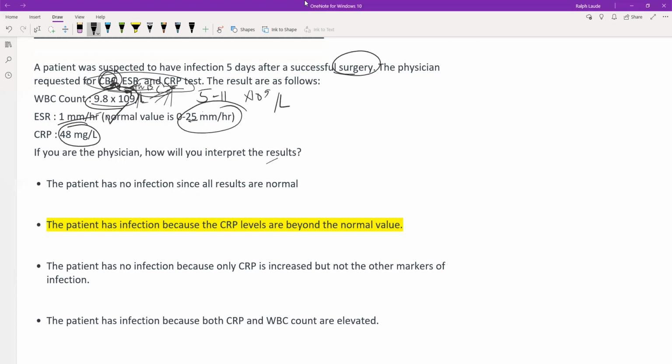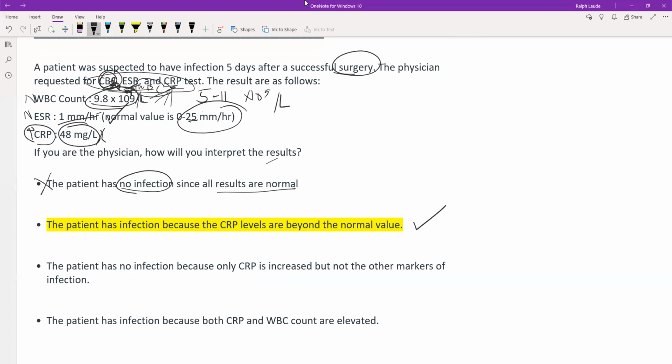Okay, the patient has no infection since all results are normal. This is not normal, so that is out already. The patient has infection because the CRP levels are beyond the normal value. Definitely. If you look at it, only the CRP is high. This one is normal, this one is normal. The patient has no infection because only CRP is increased, but not the other markers of infection.